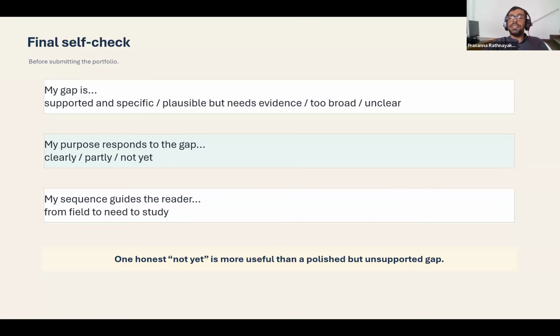Does the sequence guide the reader from field to need to study? The three steps are field, need, and study. Please be honest with these checks. One honest "not yet" is more useful than a confident but unsupported gap claim.